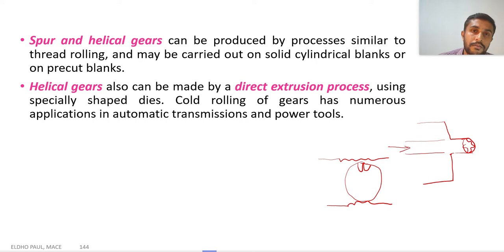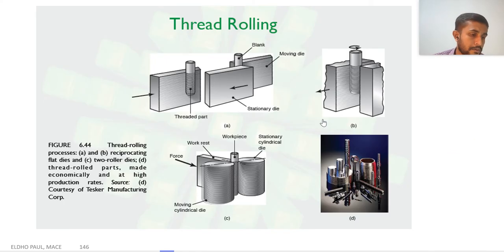This process is called extrusion. We will study about that. So this is another metal forming process for making helical gears. Cold rolling of the gears also will improve the strength, and productivity is also much higher for making gears with the cold rolling process. So this is about the rolling process.